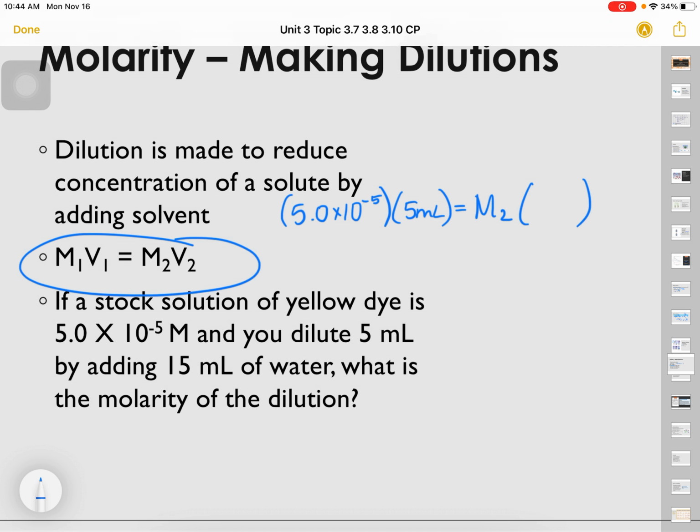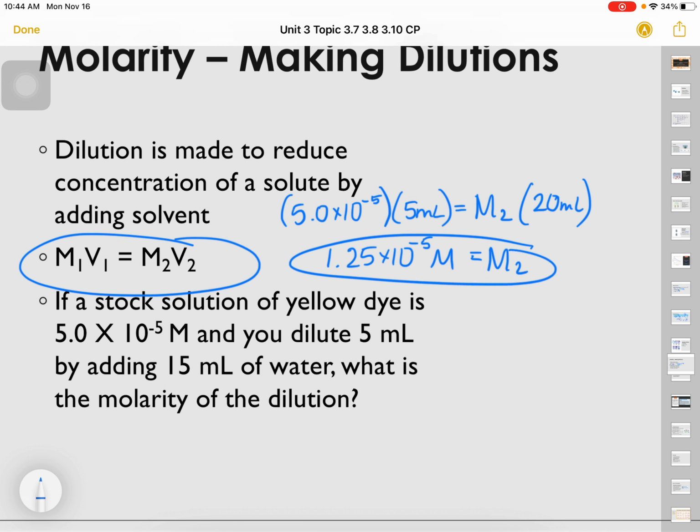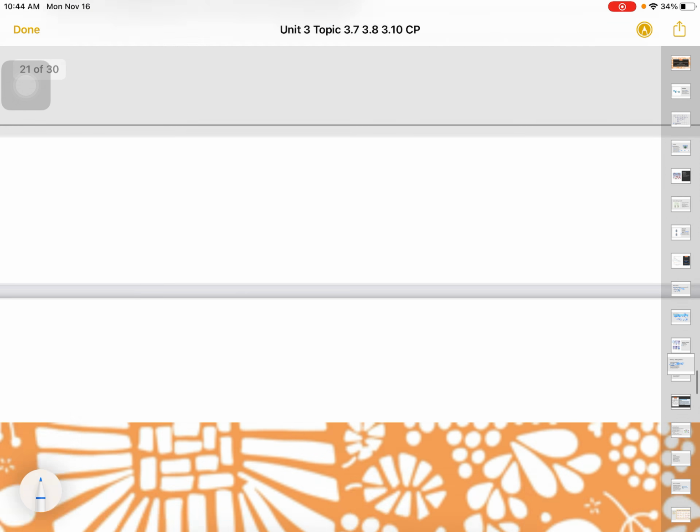Now, what's the new volume of my solution? It says I have a 5 milliliter stock solution and I add 15 milliliters of water. So the new volume of my solution is 20 milliliters, not 15, right? It's 20 because I dumped 15 more in. So when you do that calculation, your final molarity is 1.25 times 10 to the negative 5th molar. So I've diluted it, so this concentration is less than the original.